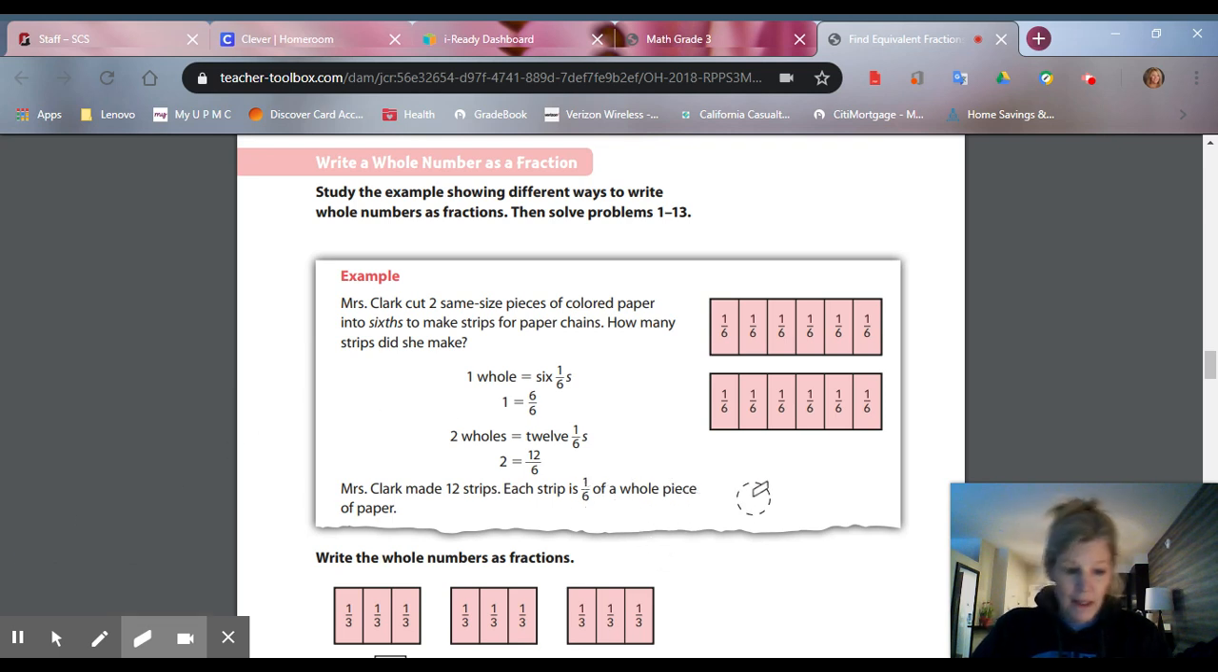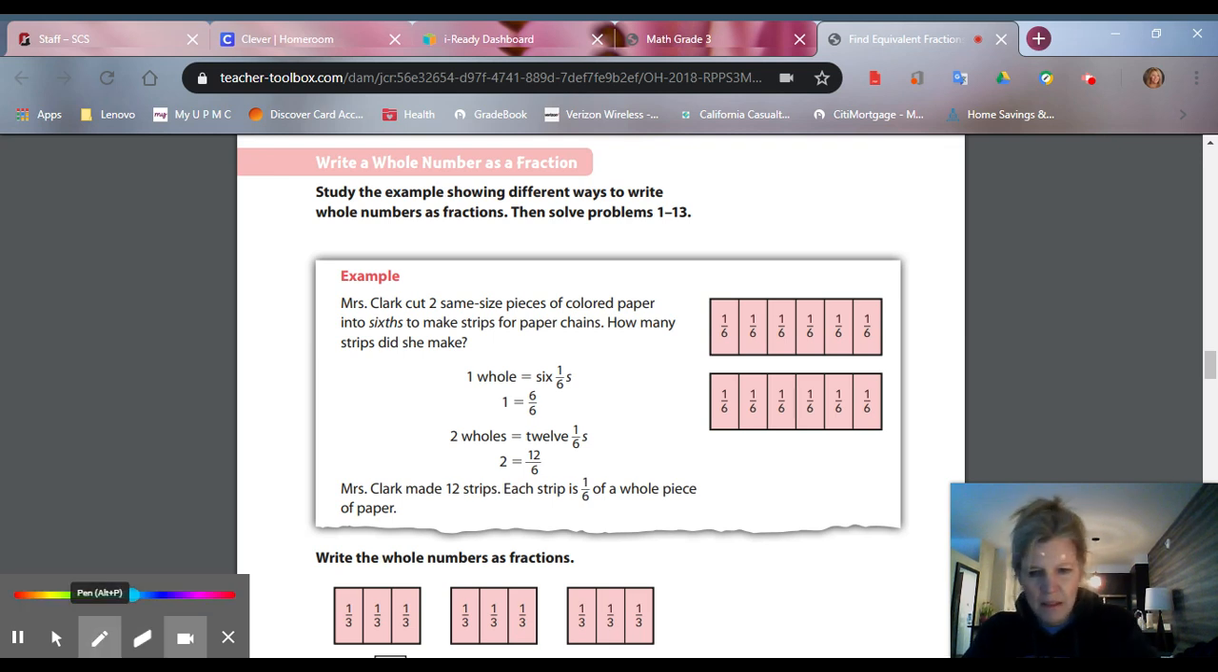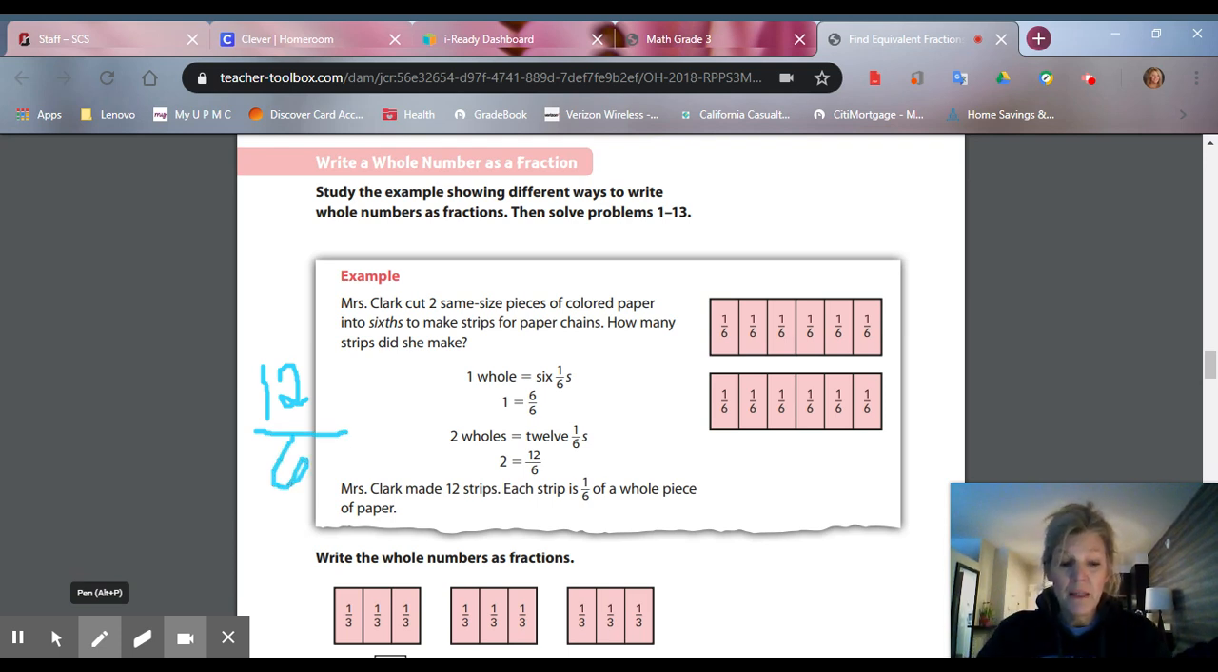Another way you can figure that out, if you have 12 sixths of something, and you want to know how many wholes that would be. Like say you have 12 of those 1/6 pieces of that paper chain, and you want to put it back together into the original strips to find out how many of those strips you need, you can divide.